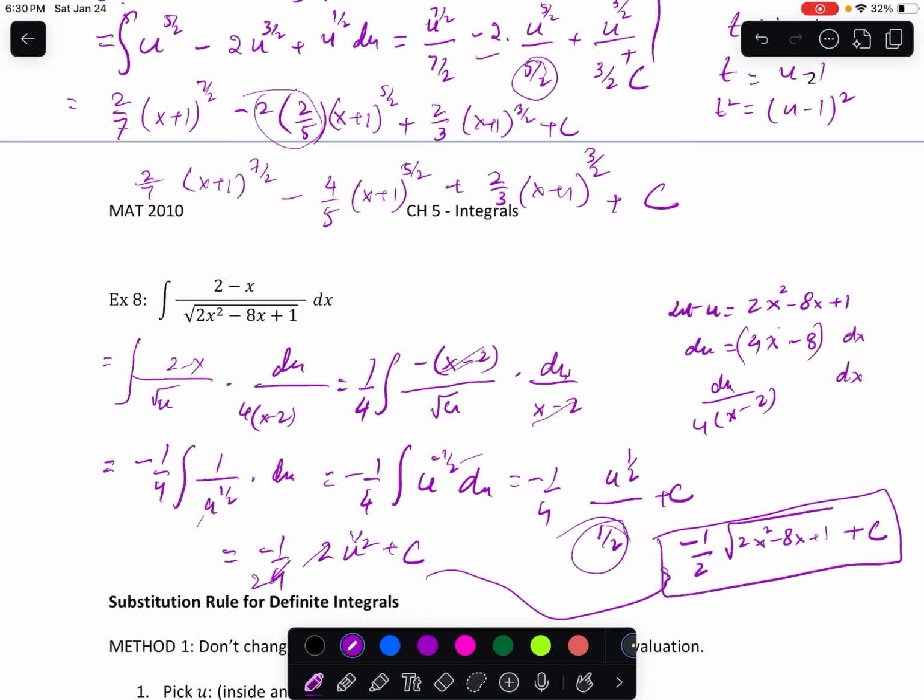So this is how you do these problems by substitution. Okay, in the next video I will show you how to plug in the limits, how to solve definite integrals using substitution.